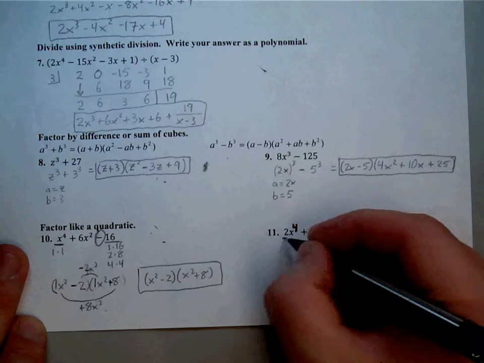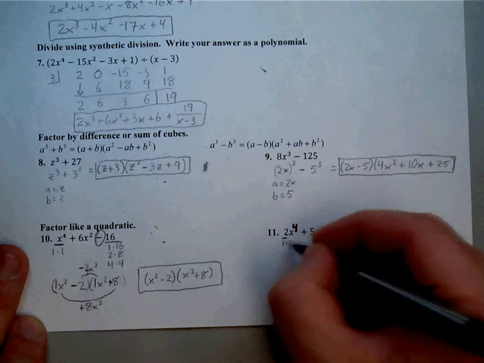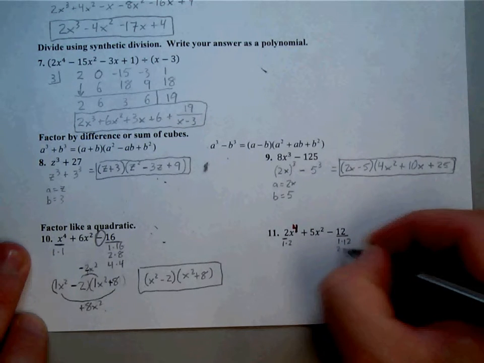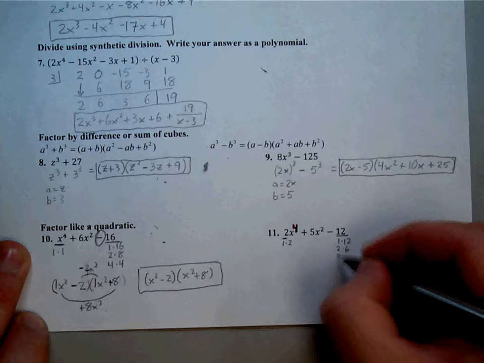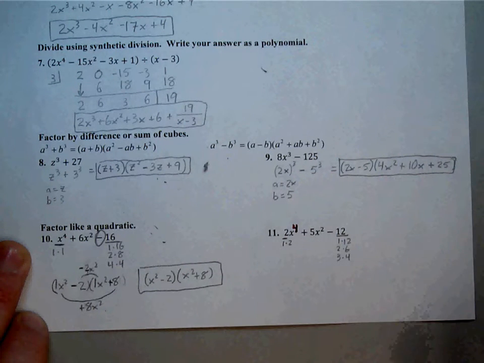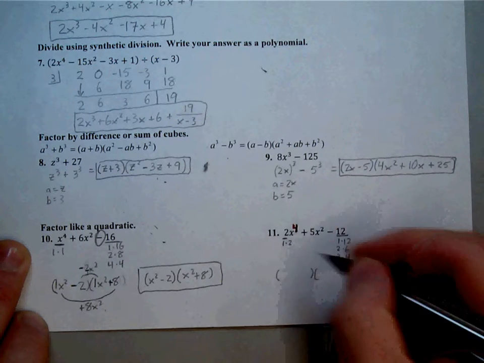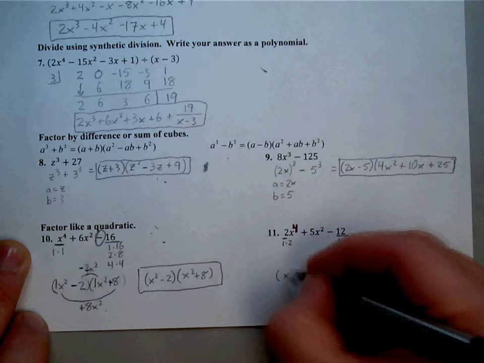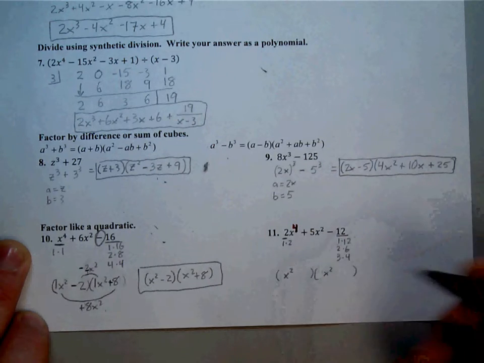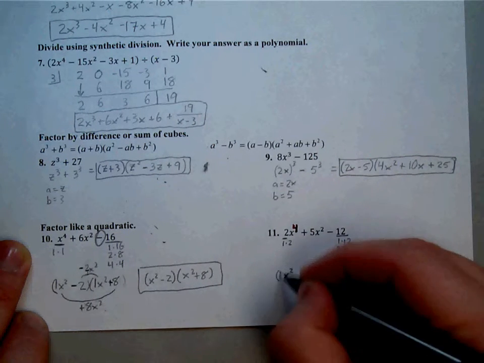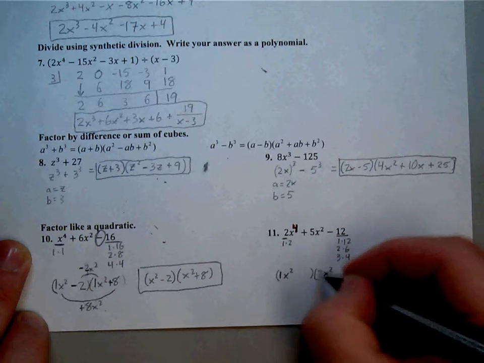So 2, think about the numbers 1 and 2. For 12, it could be 1 and 12, 2 and 6, or 3 and 4. When we set up the sets of parentheses, because of the x to the 4th, I know it's an x squared and an x squared, but unlike last time, it's not a 1 and a 1, we have to have a 1 and a 2. So one of them will be a 1x squared, one of them will be a 2x squared.